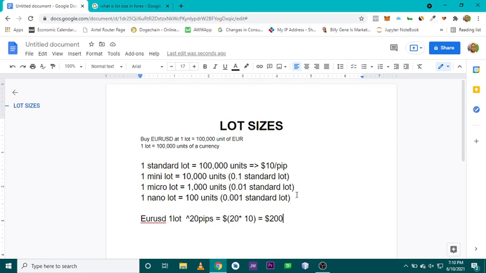And same for the opposite. If you were to take a trade and you were losing 20 pips, you are going to be losing $200.